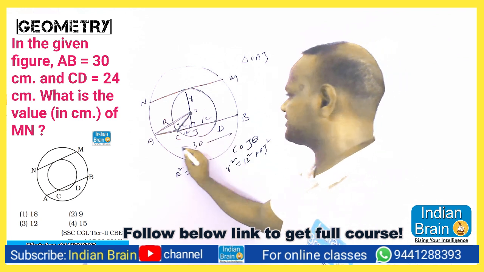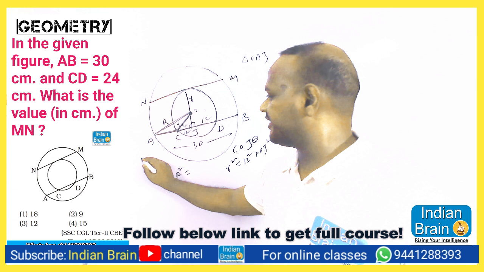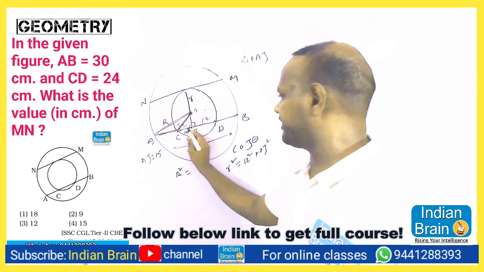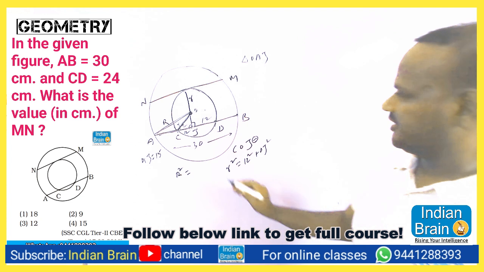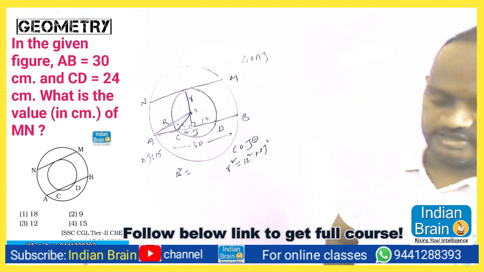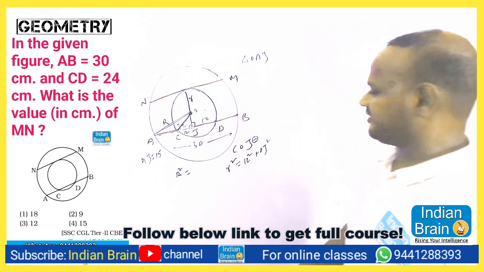The total length is 30 centimeters. Exactly, it is a perpendicular bisector, so AJ is 15 centimeters. The small part is 12, the big part is 15 centimeters. Why? Because this is a chord, and the perpendicular from the center bisects it. Basic rule.